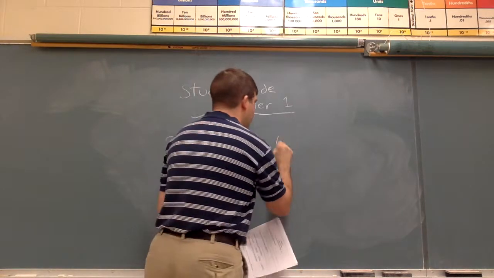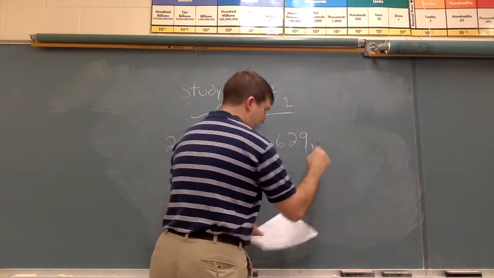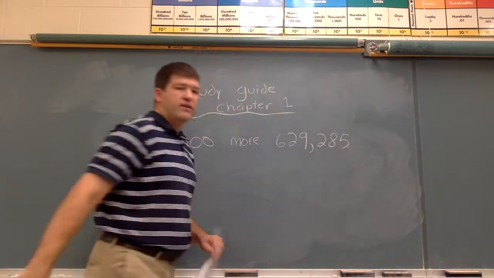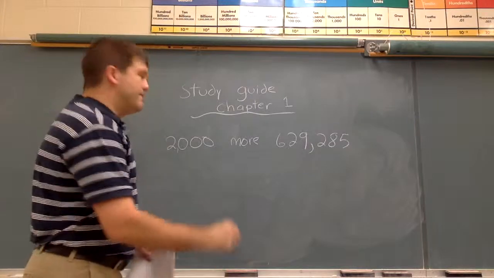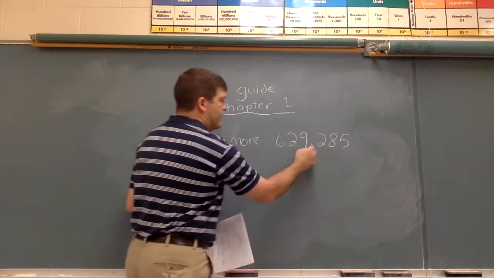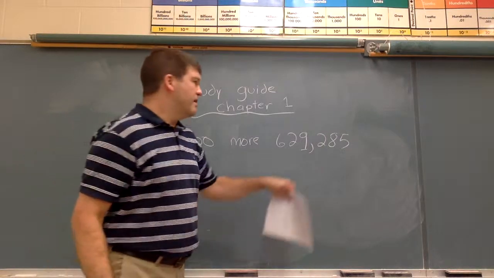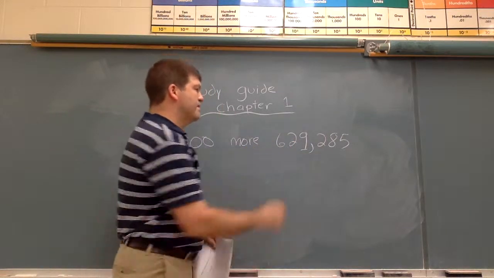than 629,285. You can do this a couple ways. You can just look at the 2,000. Here's my thousands place. I go from 9 and I go up 2,000. It takes it to the next place value.